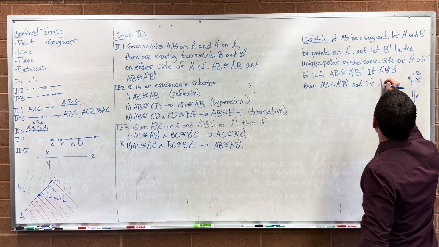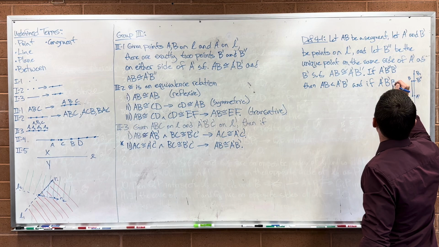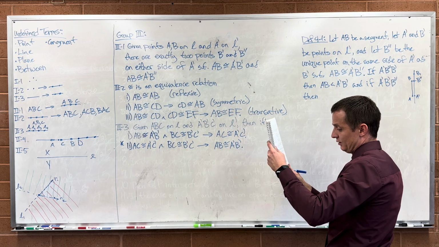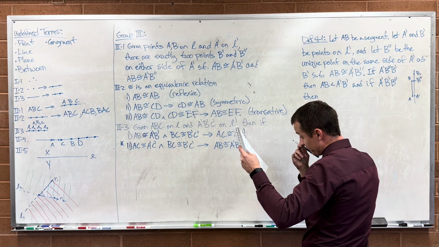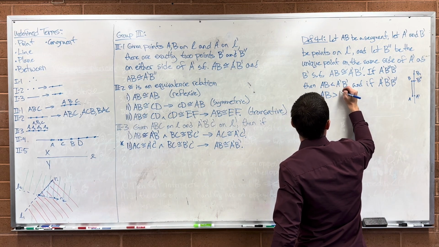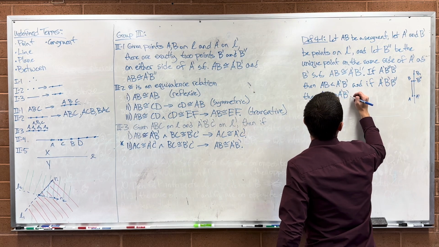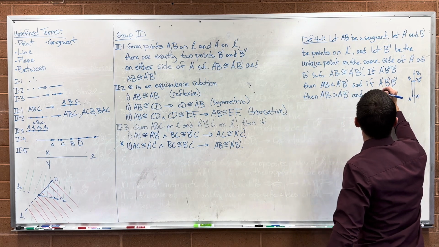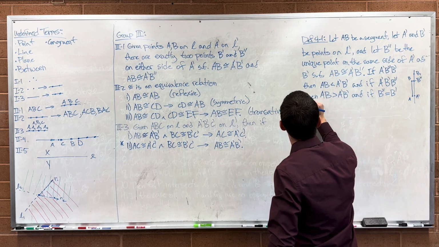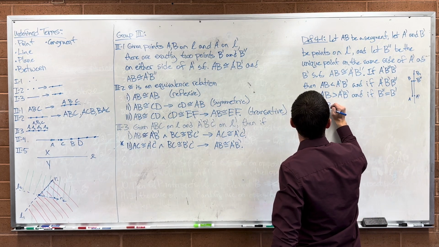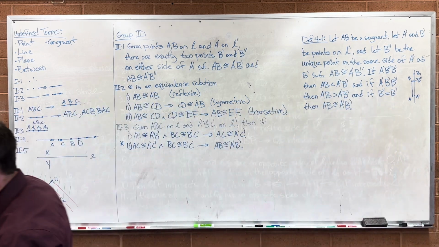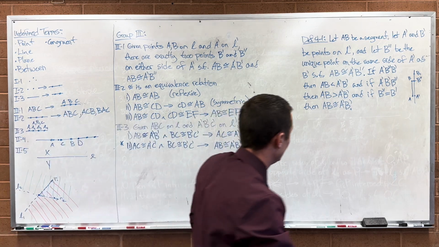And if we instead had A prime, B double prime, then we say AB is greater than A prime, B prime. And if B double prime is equal to B prime, if they turned out to be the same point, then AB is congruent to A prime, B prime. So there's our definition of greater than, less than, or equal.